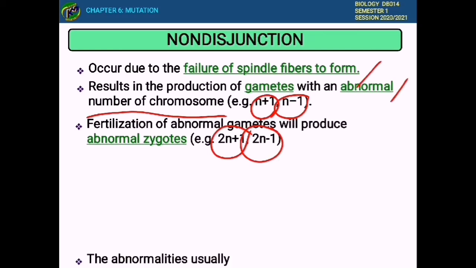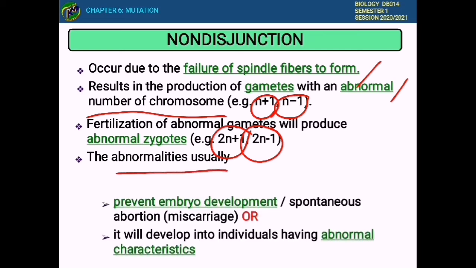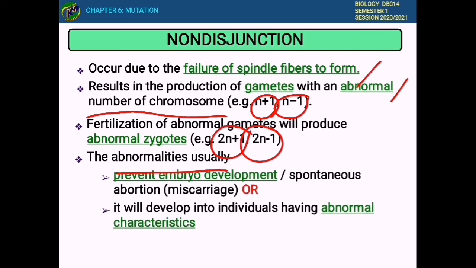Alright, so the abnormalities usually prevent embryo development, or spontaneous abortion or miscarriage can occur, or it will develop into an individual having abnormal characteristics.